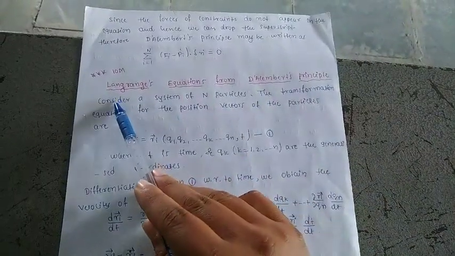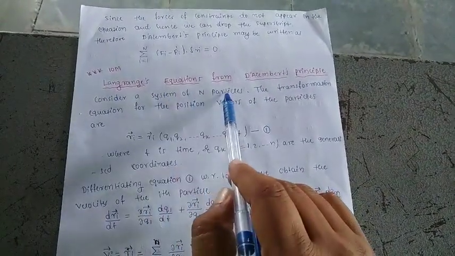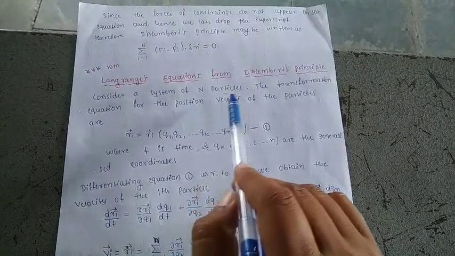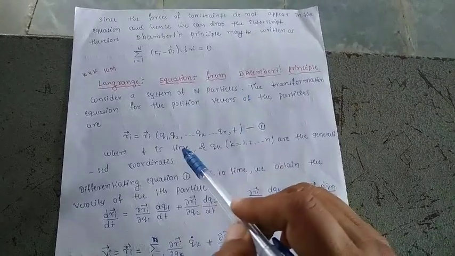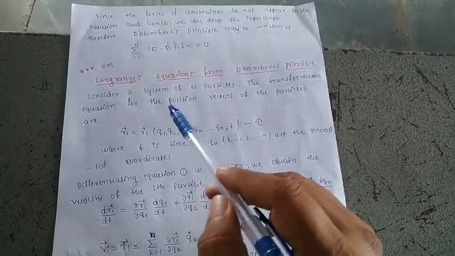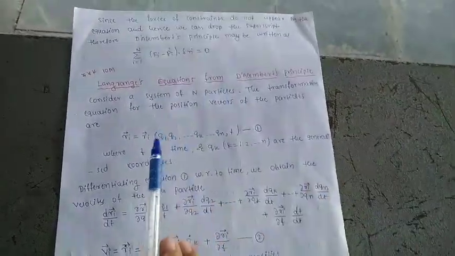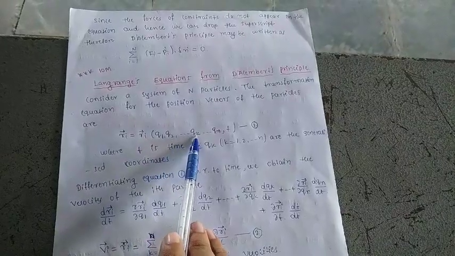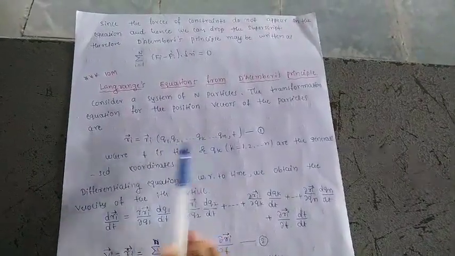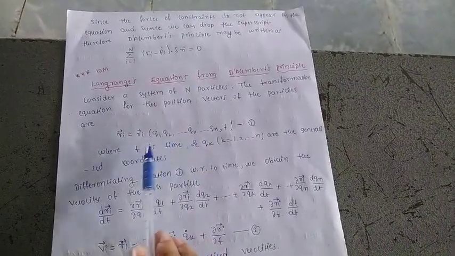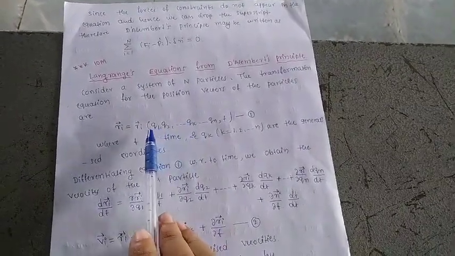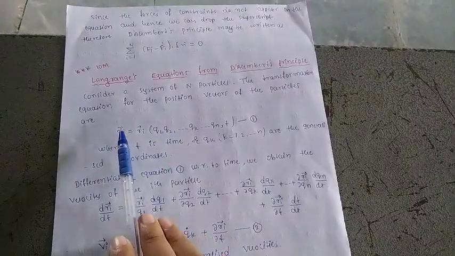First, we have to consider a system of n particles. The transformation equation for the position vector of the particles is in terms of the generalized coordinates q1, q2 up to qn, which is the set of new coordinates from the Cartesian coordinates.